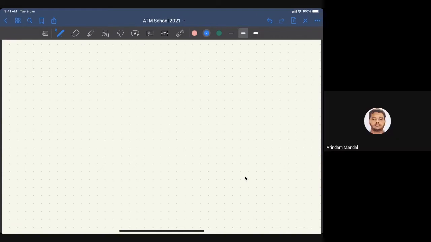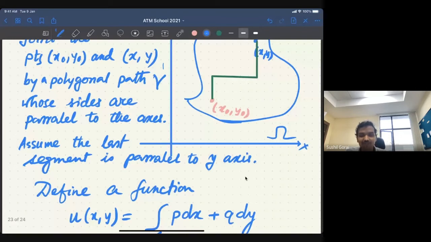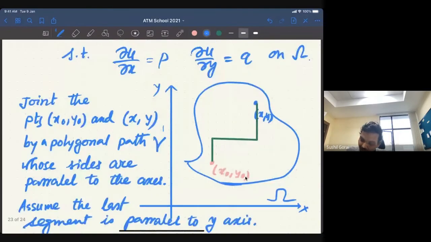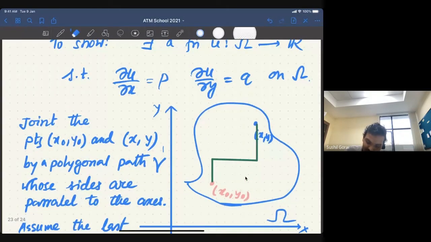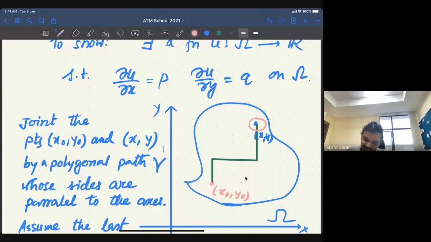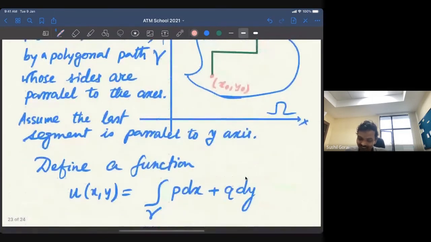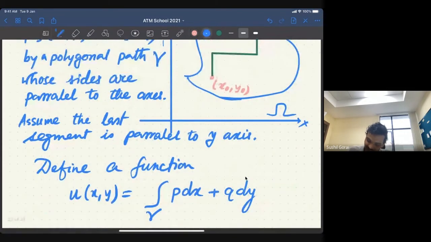Sir, one question. Why should the last part be parallel to the y-axis? Oh, that is my choice at this point. So this is an open set, and you can take a small neighborhood and choose the first line to be vertical. That's fine. But my question is, if I choose that one to be horizontal. Yeah, next time we'll choose it to be horizontal also. So first we'll take the vertical.